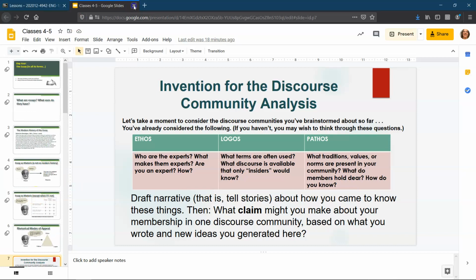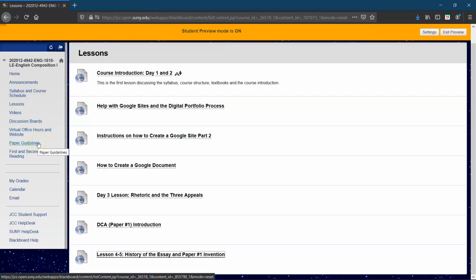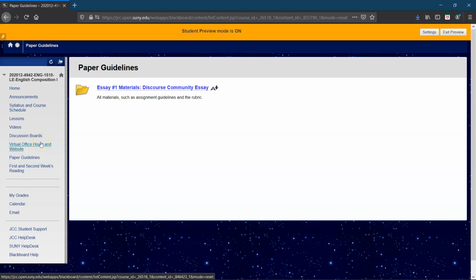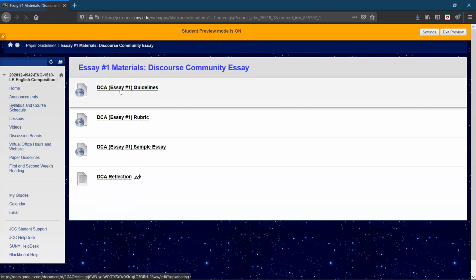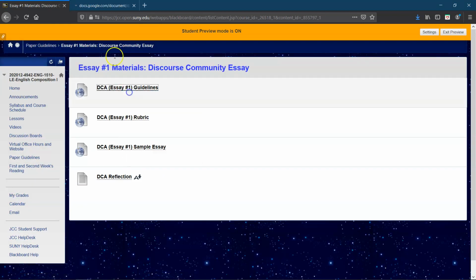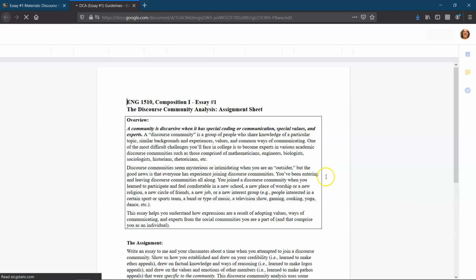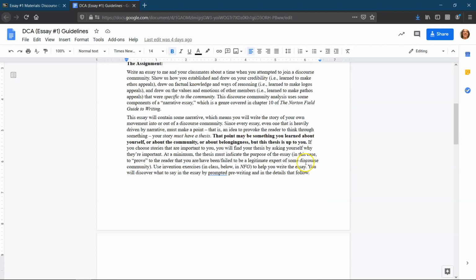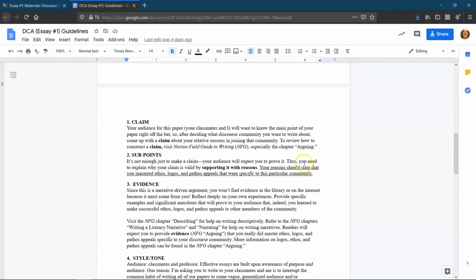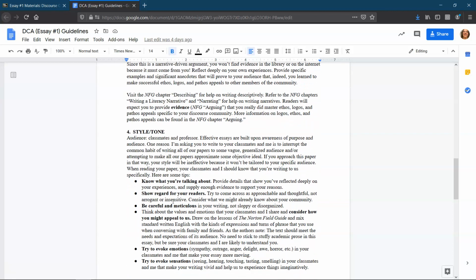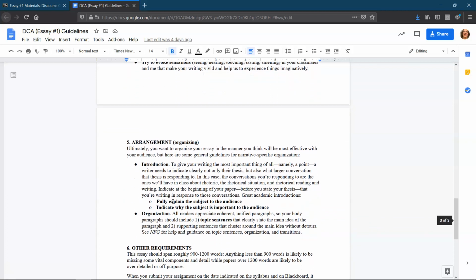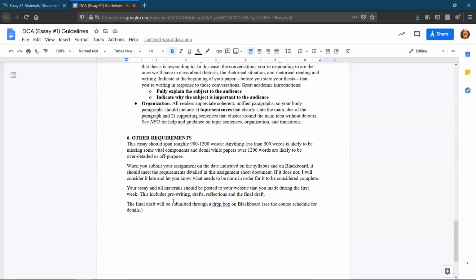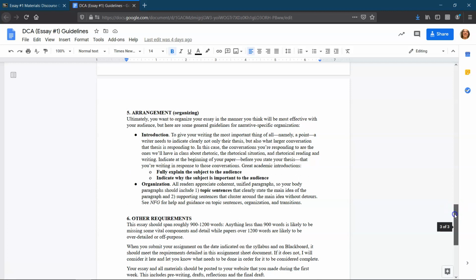Now, thinking about that, I'm going to go back into the paper guidelines tab here. And keep in mind that the guidelines also talk about how you should be drafting ethos, logos, and pathos within your rough draft of the first paper, how to construct your claim, your subpoints, your evidence, what sort of style and tone you should be using, and also the arrangement and how long the paper should be.